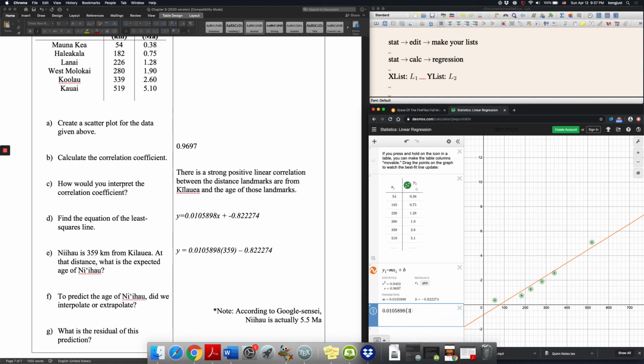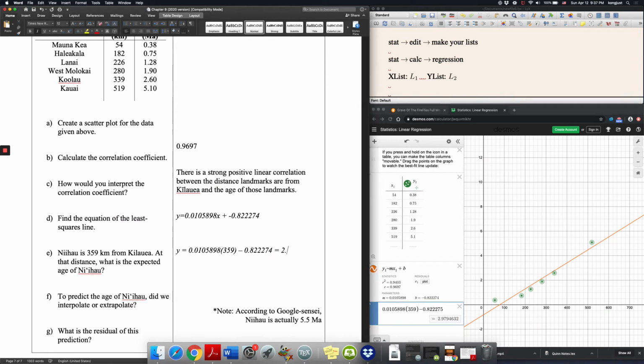Okay, let's type that in, see what we get. 0.0105898 times 359 minus 0.822274. All right, what I get is 2.9794632. Let's just round to the nearest first decimal place. So if I round to the first decimal, that's going to round up to 3.0. Actually, no, let's do 2 decimal places because these other guys over here are to 2. So let's just do 2.98. Okay, that's MA.